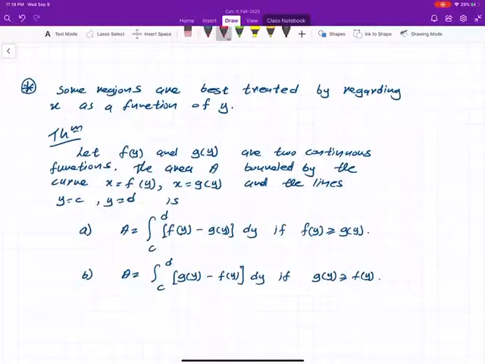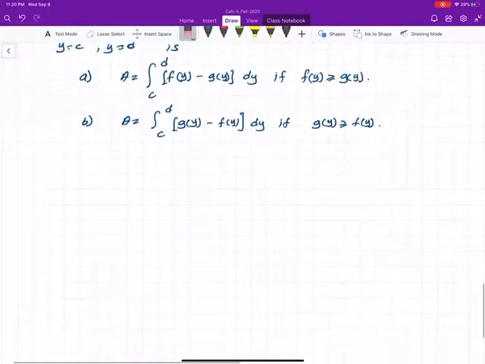Okay, now go back here, go back to this point. This says some regions are best treated by regarding x as a function of y. So that's the point you have to get. Okay, when I draw these two cases, you can understand.